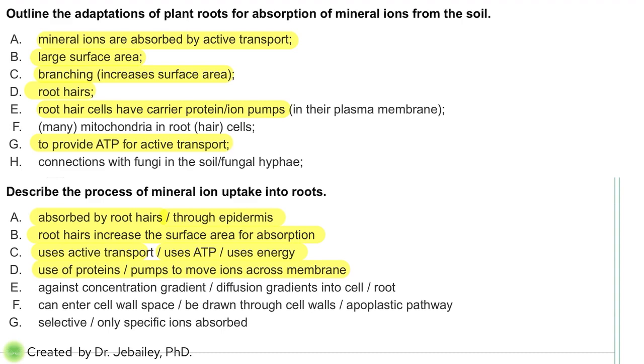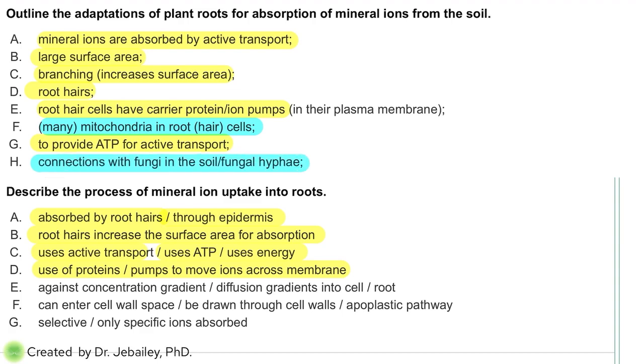And then you have the additional things. So for example, in this one, you can say it has mitochondria in the root hairs because mitochondria give the ATP. So those pumps, those active transports, are bringing the minerals inside. And the more root hairs you have, the more surface area you have. So that means you're absorbing more. And that means you have here the fungal hyphae.